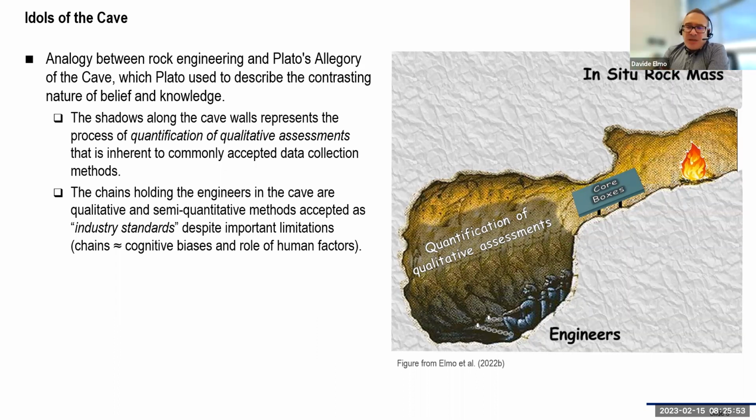They are very common and commonly accepted in some data collection processes. The chains holding the engineers in the cave are the qualitative and semi-quantitative methods used, and often justified as industry standards, despite having many limitations. The chains therefore represent the cognitive biases, the human factor that is ever present in our design interpretation.